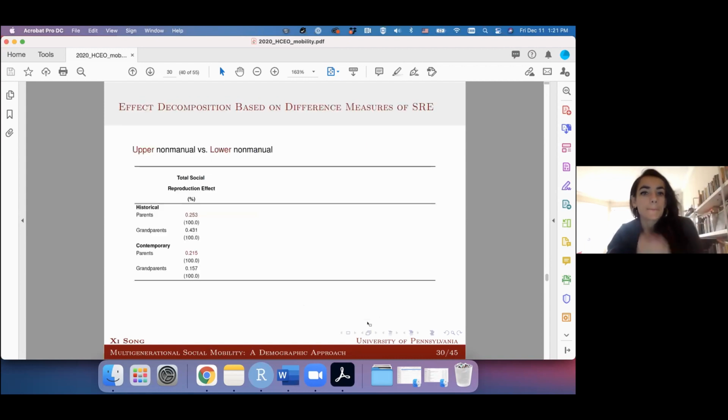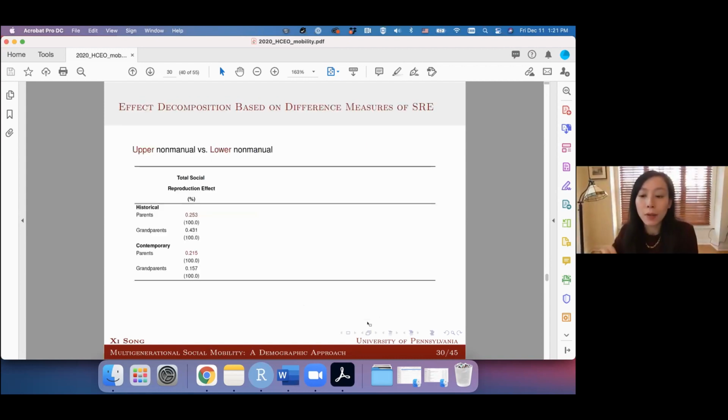Okay, I will try to wrap this up to show you first the total social reproduction effects for the historical data and the contemporary data. They are very similar in terms of the effects of parents, but for the grandparents, the historical effects are much bigger than the grandparents' effects for the contemporary period. So that means the influence of grandparents on their grandchildren has declined over time.